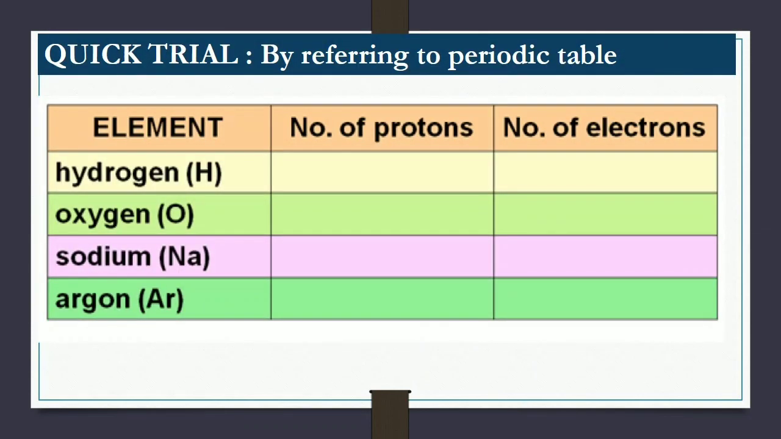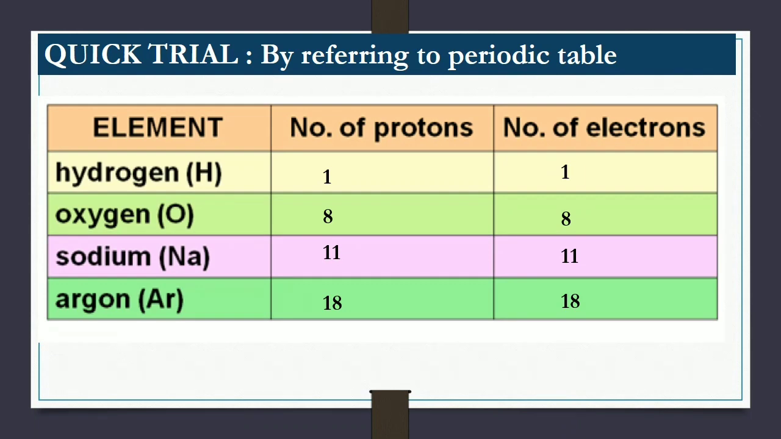By referring to the periodic table, let's try to find the number of protons and electrons of a few elements. For example, hydrogen has 1 proton and 1 electron. Oxygen has 8 protons and 8 electrons. Sodium has 11 protons and 11 electrons. And argon has 18 protons and 18 electrons.